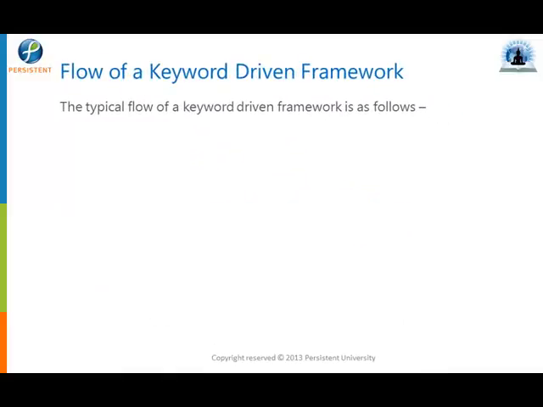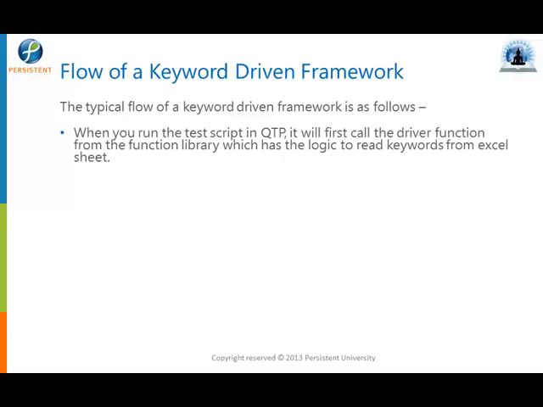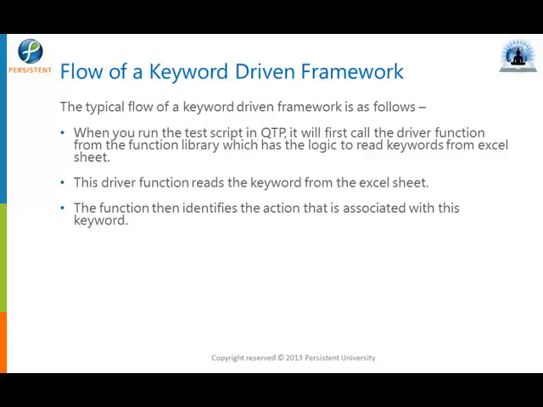The typical flow of a keyword-driven framework is as follows. When you run the test script in QTP, it will first call the driver function from the function library which has the logic to read keywords from Excel sheet. This driver function reads the keyword from the Excel sheet. The function then identifies the action that is associated with this keyword.